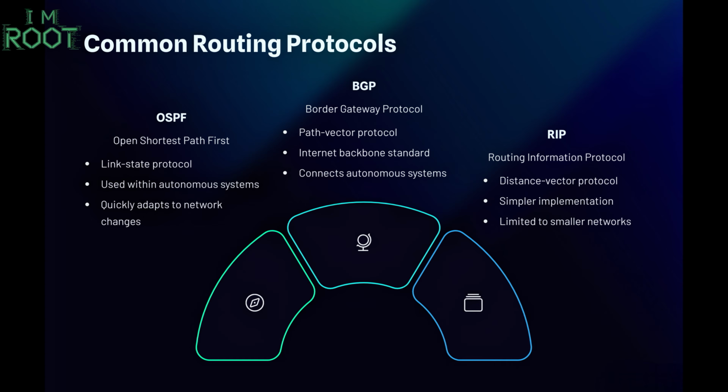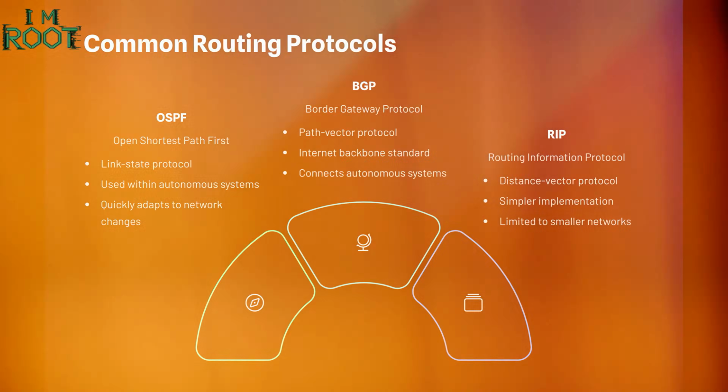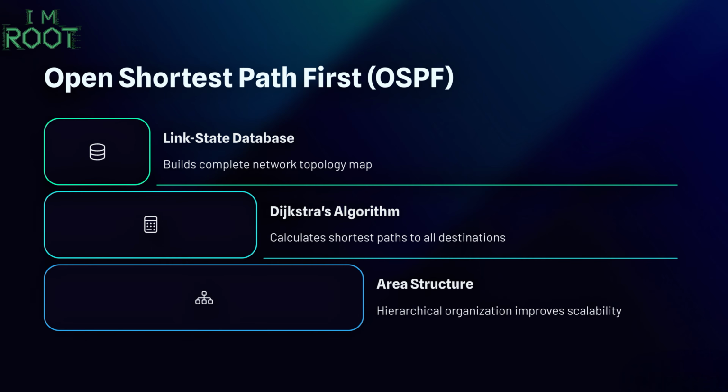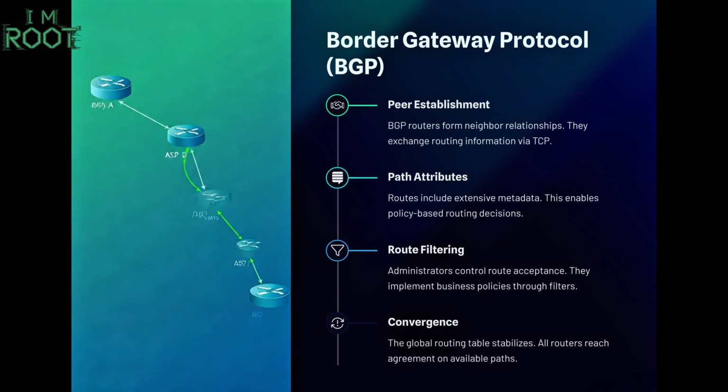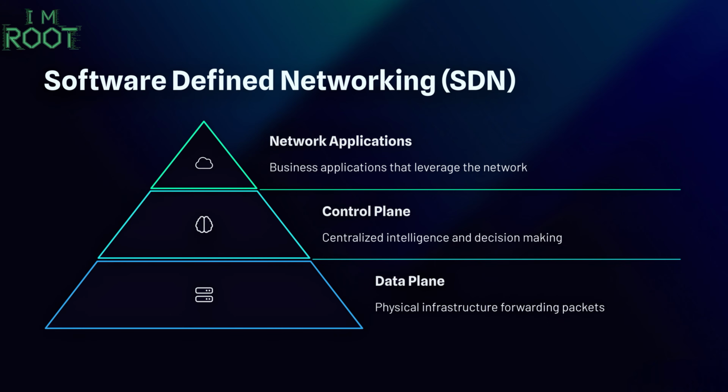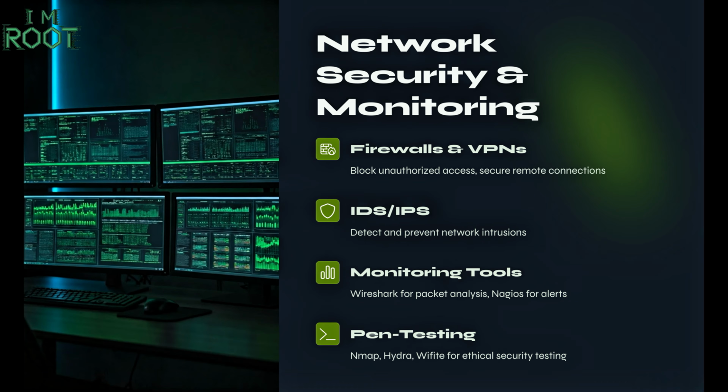Advanced routing protocols and technologies. Moving deeper, let's explore advanced topics. OSPF, Open Shortest Path First, used within larger, complex networks to determine the best routing paths. BGP, Border Gateway Protocol, essential for routing between different autonomous systems on the internet. SDN, Software-Defined Networking, a modern approach that separates the control plane from the data plane, giving network administrators more flexibility and centralized control.